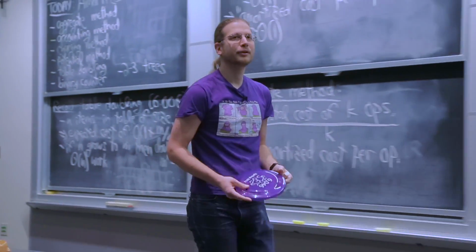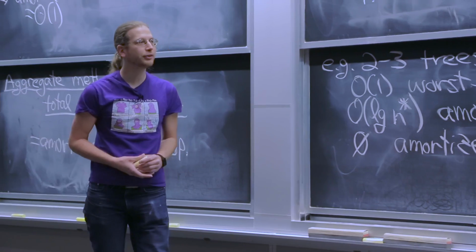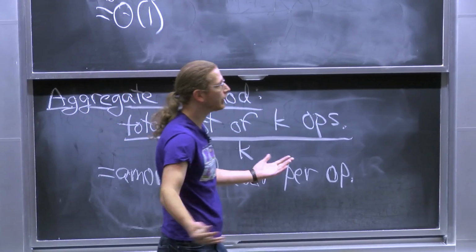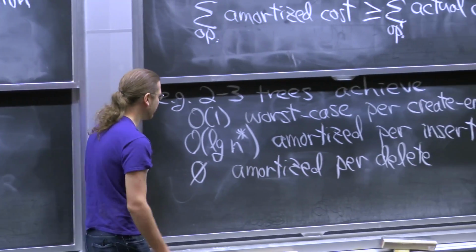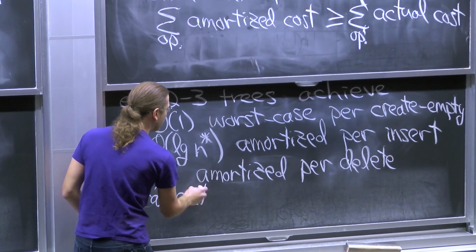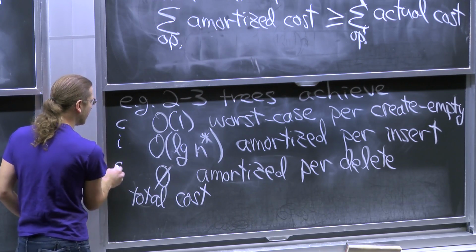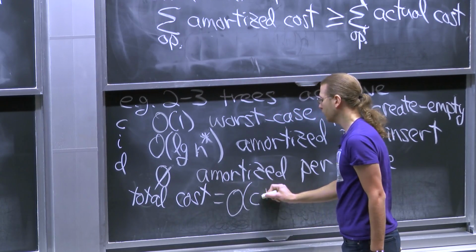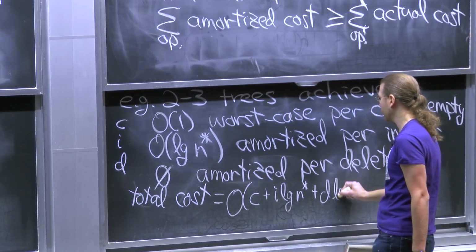Good. So you can count the cost of deletion as the insertion. Yeah. So I can bound the deletion cost by the insertion cost. And in the context of just the aggregate method, you could look at the total cost of all the operations. I guess we're not exactly dividing here. But if we look at the total cost, let's say that we do C creations, I insertions, and D deletions, then the total cost becomes C plus I times log n plus D times log n.